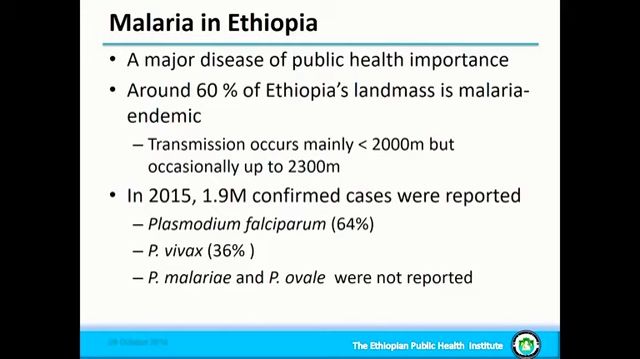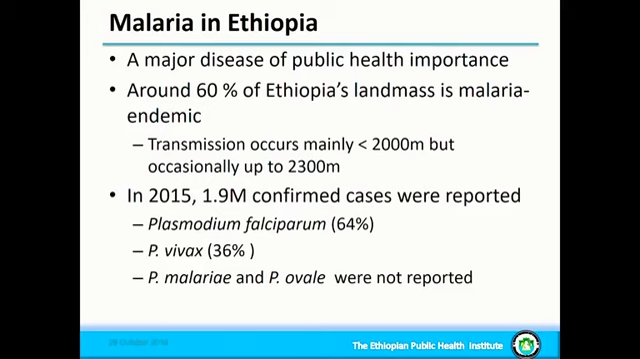Okay. So actually, Filsum has given some introduction to the Ethiopian malaria situation, but malaria is still a public health problem in Ethiopia. Out of the 1.2 million square kilometers of landmass, 60% is suitable for malaria transmission. In the country, areas which are less than 2,000 meters are considered malaria endemic, but we have malaria transmission sometimes up to 2,300. So in 2015, we had 1.9 million confirmed malaria cases. I chose 2015 because it was the time of our data collection.